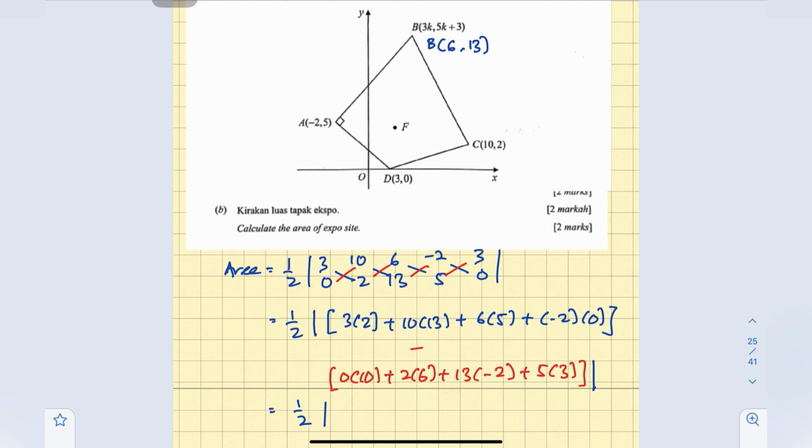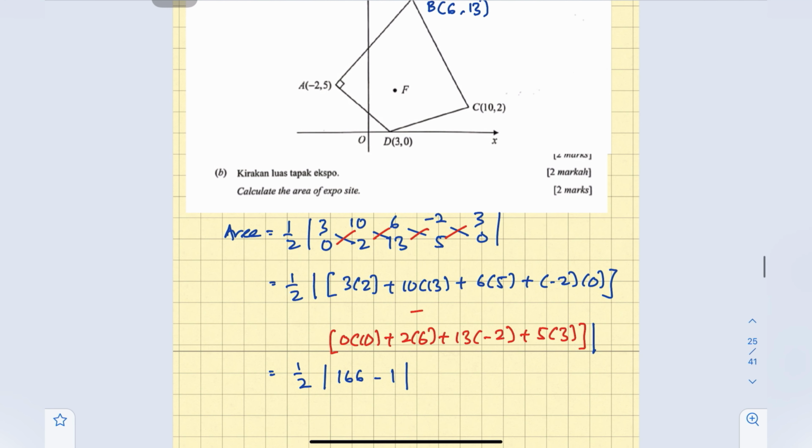The blue one is value 166. Okay, minus the red one is 1. So then 165 over 2, which is equals to 82.5, the area.